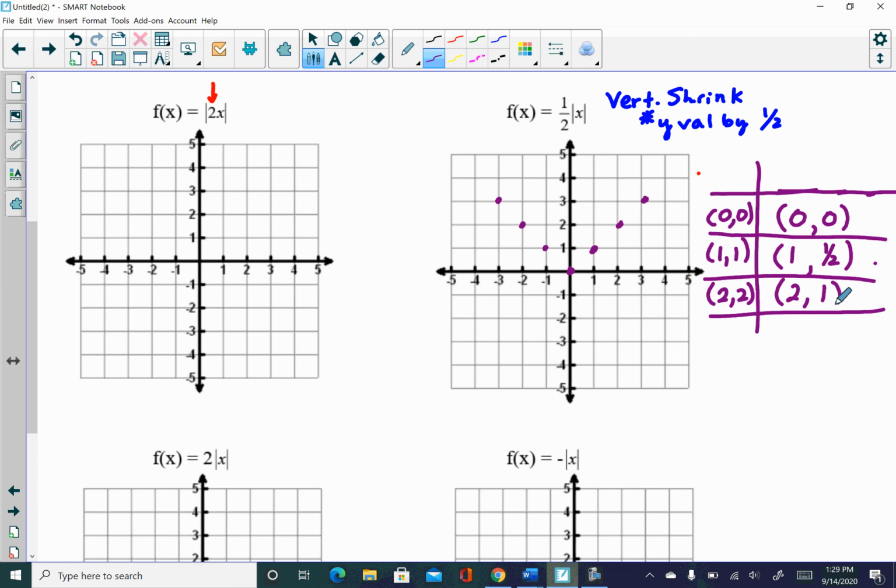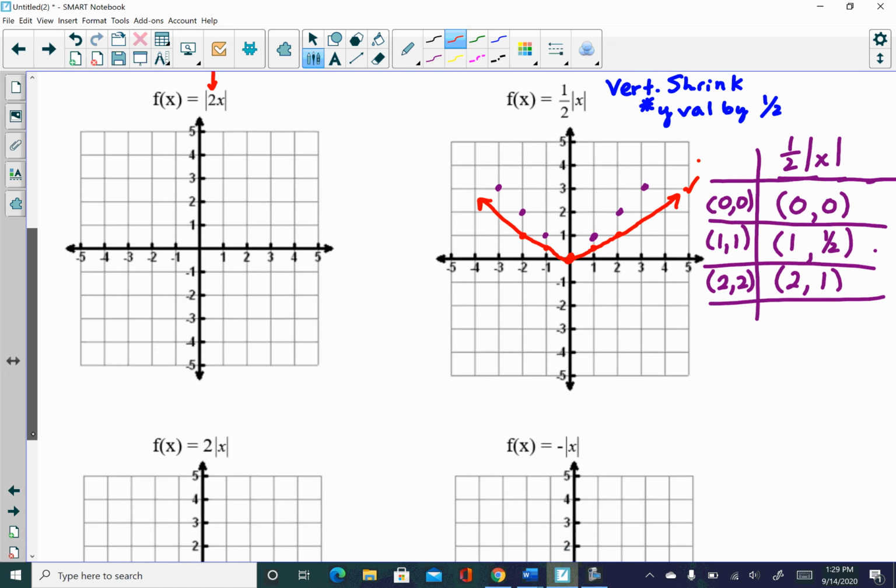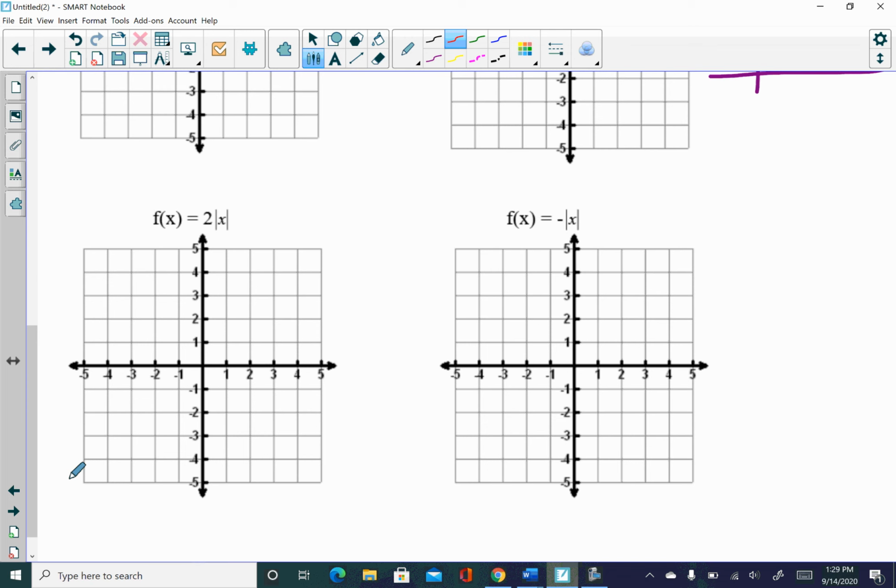All right, so now let's plot these 3 points. This is helping you generate the 1/2 absolute value of x. So now if I plot these points, so I have 0, 0, 1, 1/2, there we go, and then 2, 1. Okay, so then it would also be -1, 1/2, and -2, 1. Okay, so it kind of just looks like this. It's vertically shrinking it. Okay, you can see from your original purple dots, now your red dots, that's your final graph there. Okay, all right, I'll let you try the next one, another vertical relationship there.